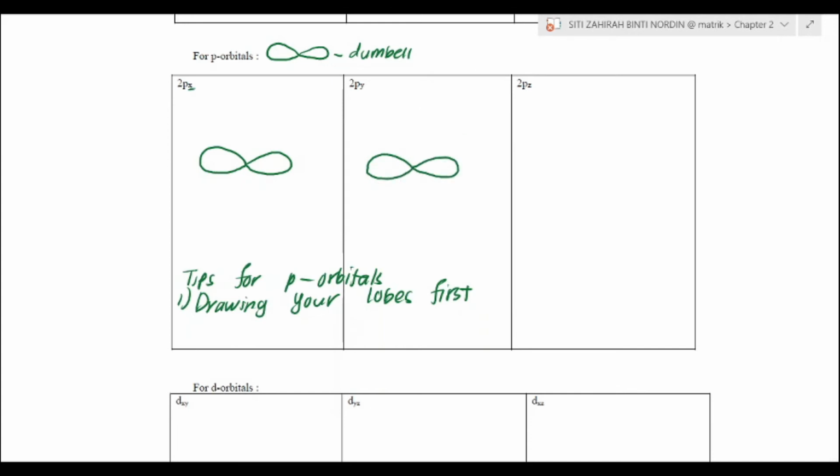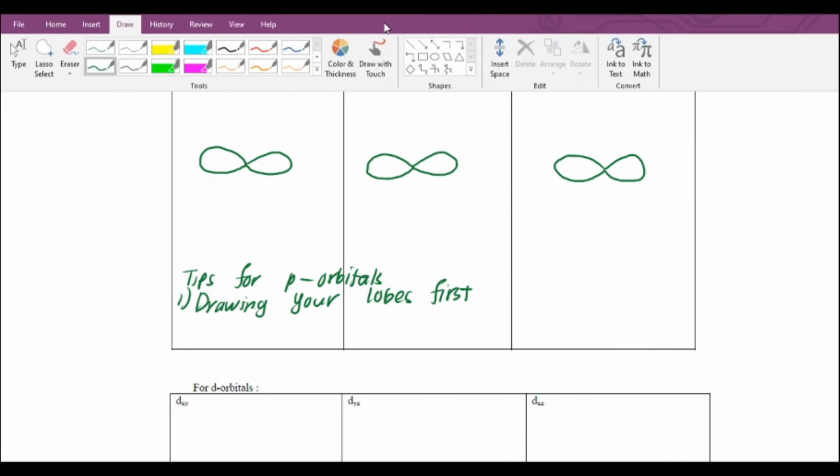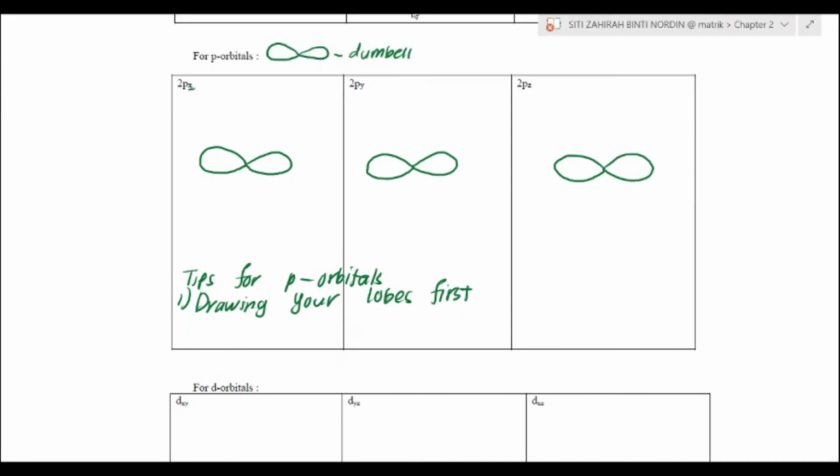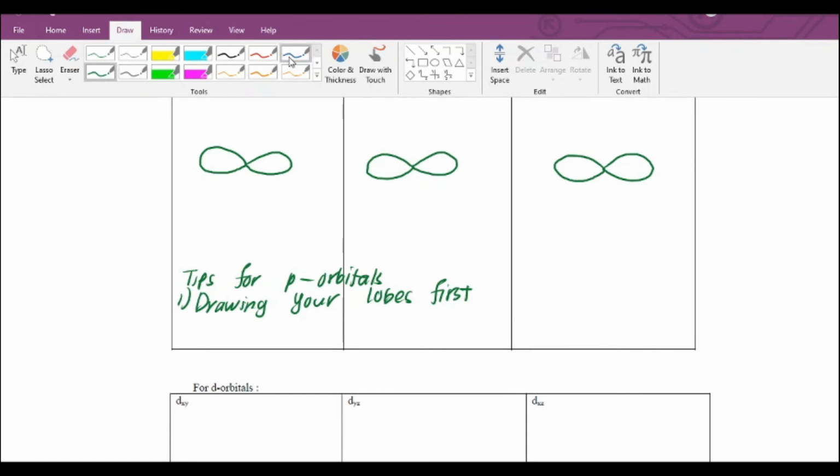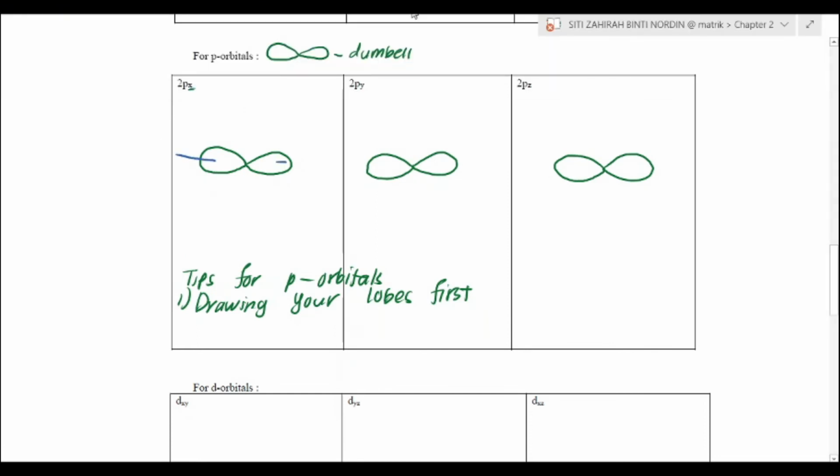Okay, this is not the same size, so you need to make a correction on it. Okay, remember class, the lobes must be of same size. All right. Okay, so 2px. So your axis must poke at x axis. For 2py, your axis must poke for y axis, and for 2pz, your axis must poke at z axis. Okay, so now you are left with 2 axes.